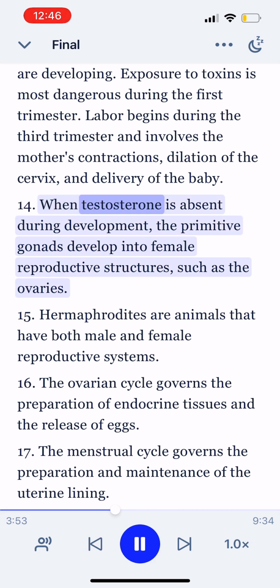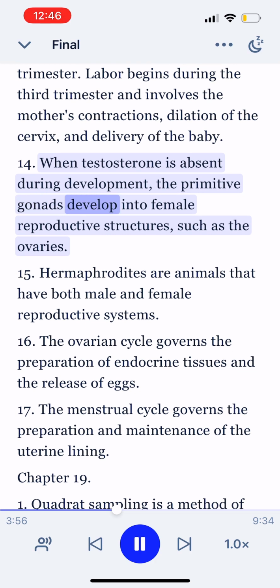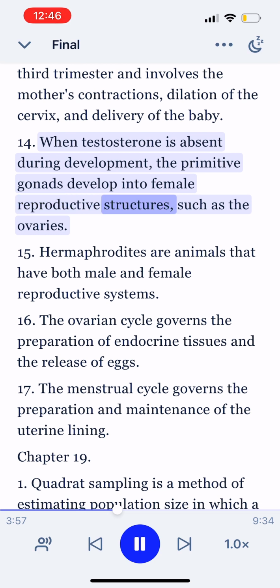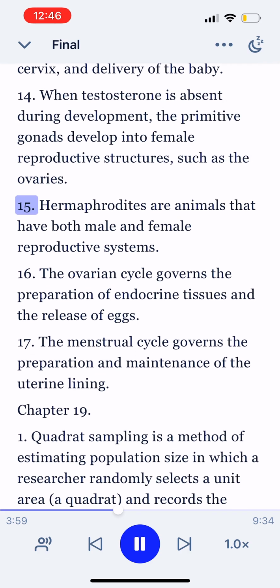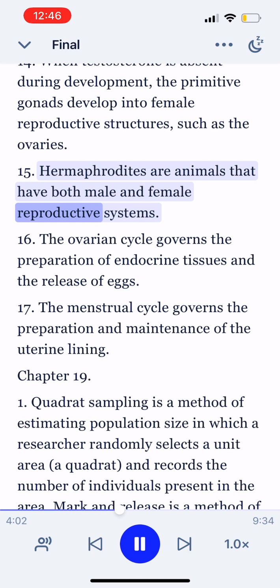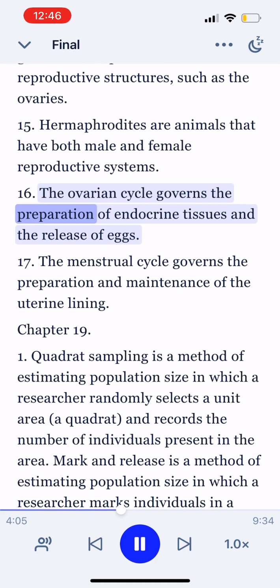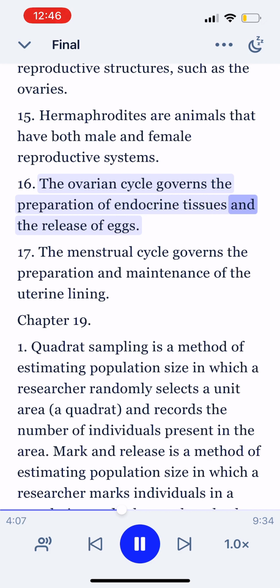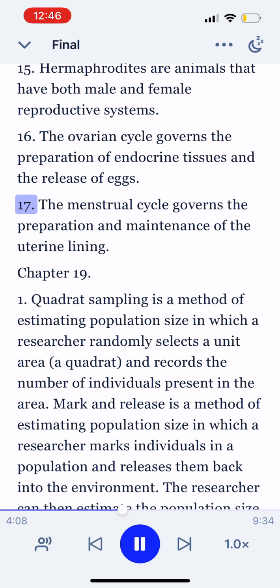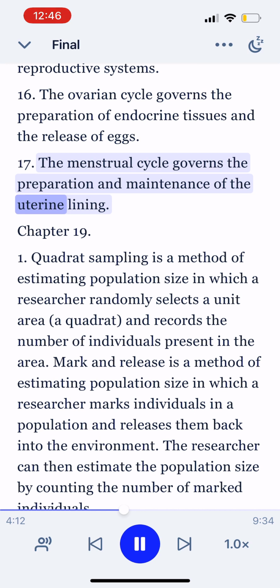14. When testosterone is absent during development, the primitive gonads develop into female reproductive structures, such as the ovaries. 15. Hermaphrodites are animals that have both male and female reproductive systems. 16. The ovarian cycle governs the preparation of endocrine tissues and the release of eggs. 17. The menstrual cycle governs the preparation and maintenance of the uterine lining.